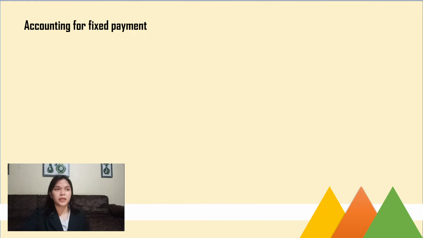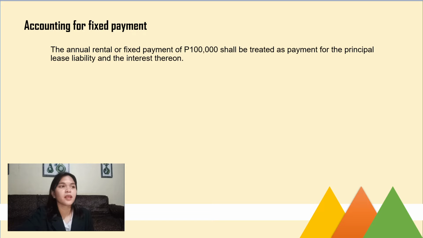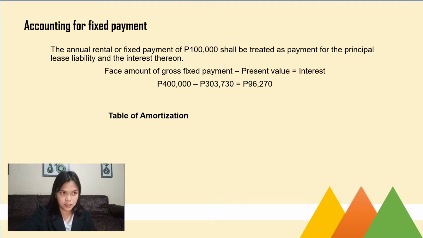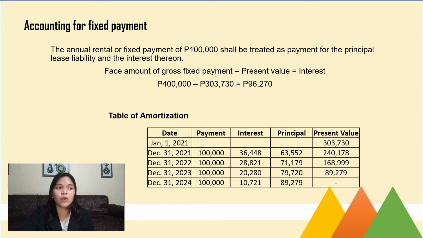So accounting for fixed payment. The annual rental or fixed payment of 100,000 shall be treated as payment for the principal lease liability and the interest thereon. So para makuha natin yung interest, we just need to subtract the present value from the face amount of gross fixed payment. So 400,000 less 303,730 is equals to 96,270. So the interest of 96,270 is recognized as an expense over the lease term following the effective interest method of amortization.